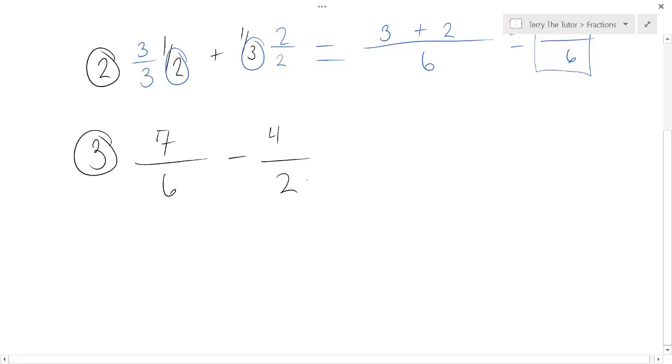9 over 2. Okay. We need to get a common denominator. I can either multiply 6 and 2 in the exact same way I did over here, and it'd be completely legal.